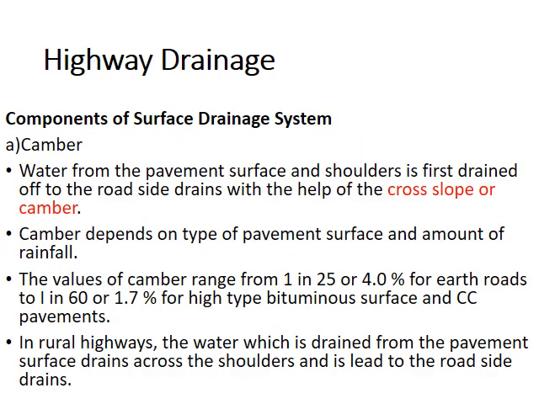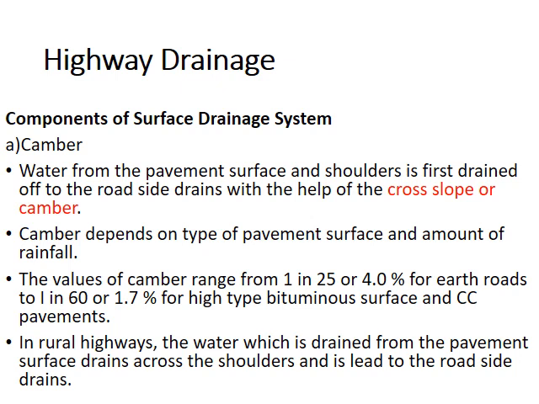So there are some components of the surface drainage system. First component is the camber, that is the cross slope of the pavement surface. You already know that camber depends upon the type of pavement surface and amount of rainfall. Values of camber range from 1 in 25 or 4% for earth roads, and 1 in 60 or 1.7% for bituminous surface or cement concrete pavements.